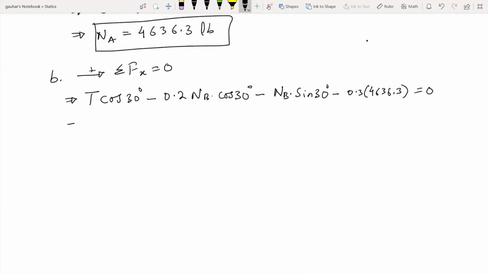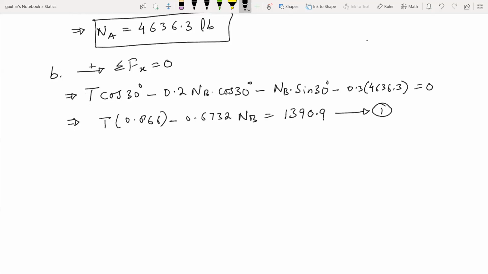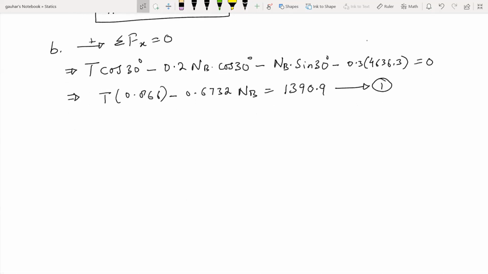Okay, so if we do that, we just simplify this equation a little bit. So we get T times 0.866 minus 0.6732 times NB equals 1,390.9. Okay, so let's take this as our equation 1. Because we don't have the value of NB and we don't have the tension in the cable, we have 2 unknowns, right? Okay, so now use the next equation.